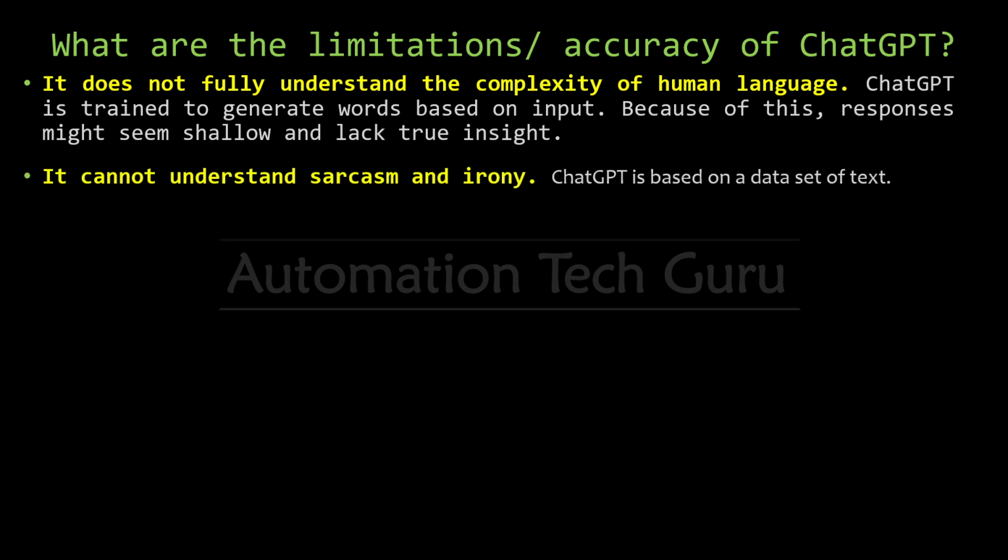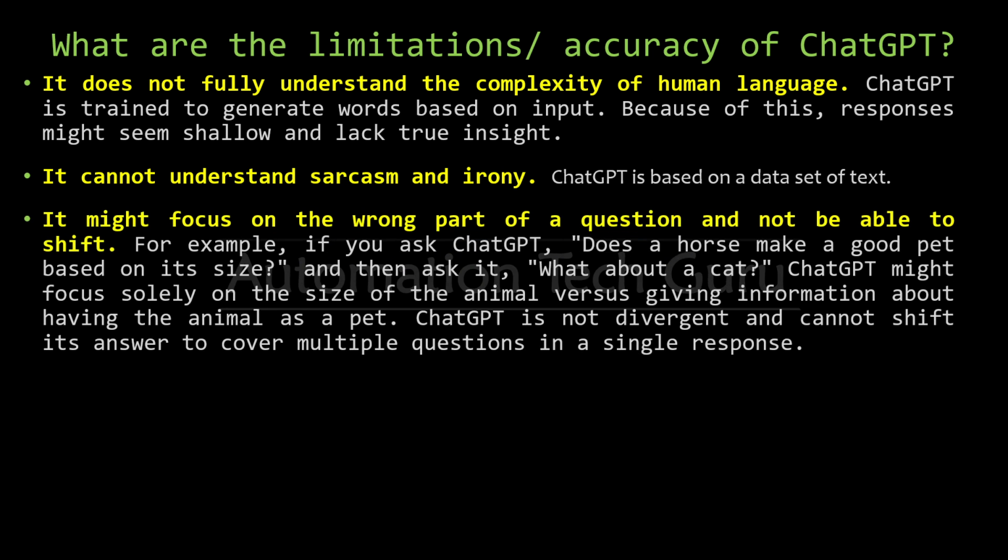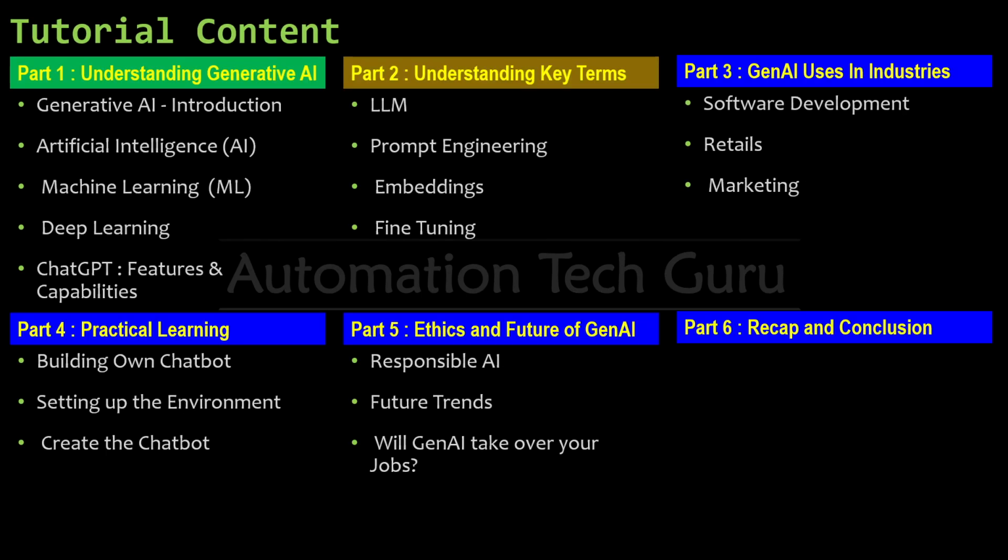It cannot understand sarcasm and irony. ChatGPT is based on a dataset of text. It might focus on the wrong part of a question and not be able to shift. For example, if you ask, does a horse make a good pet based on its size, and then ask, what about a cat? ChatGPT might focus solely on the size of the animal versus giving information about having the animal as a pet. So ChatGPT is also divergent and cannot shift its answer to cover multiple questions in a single response.